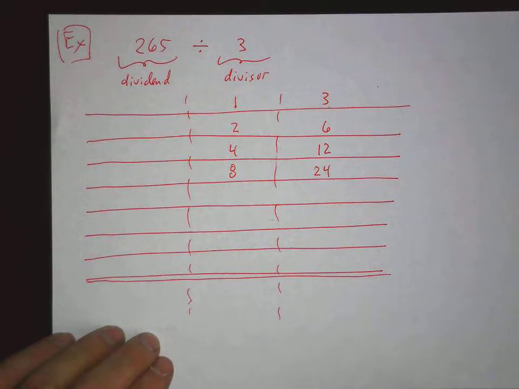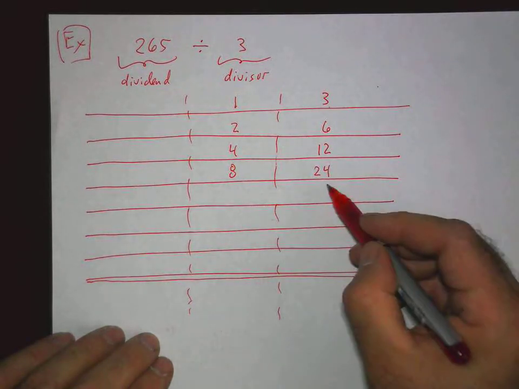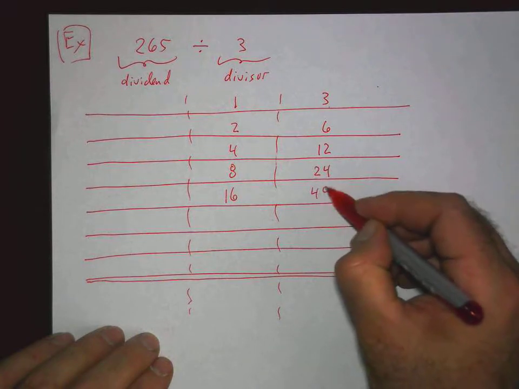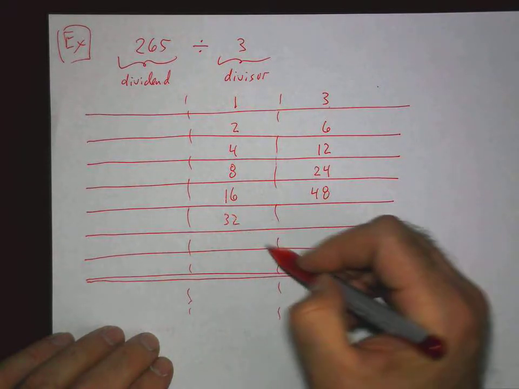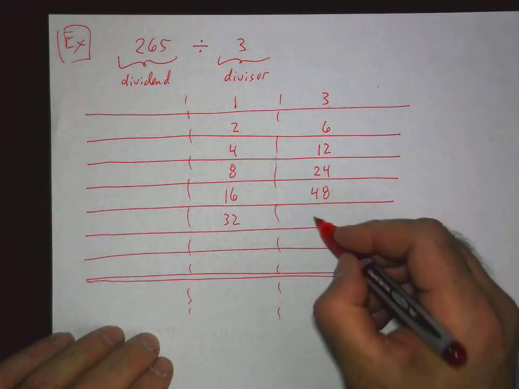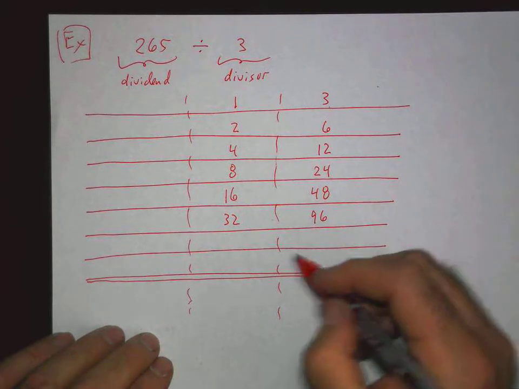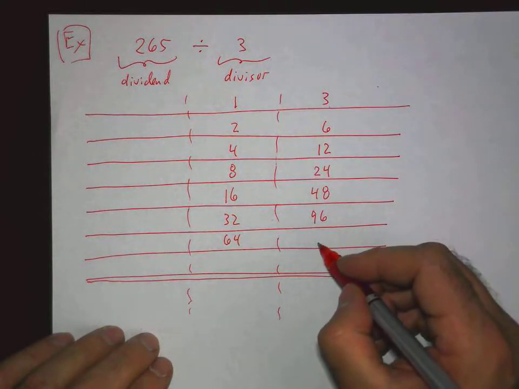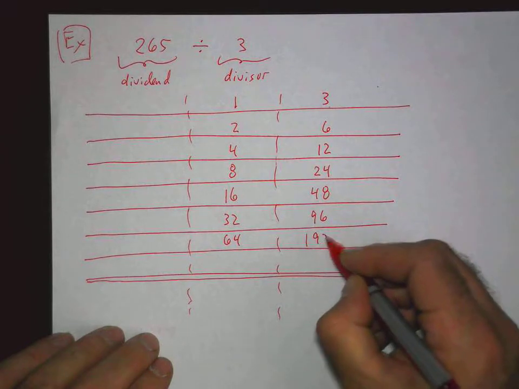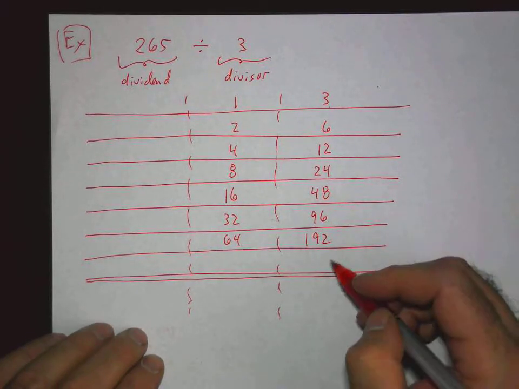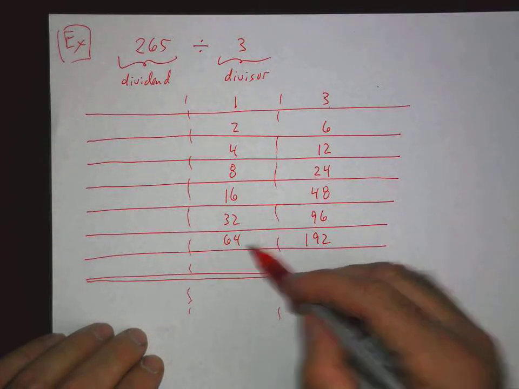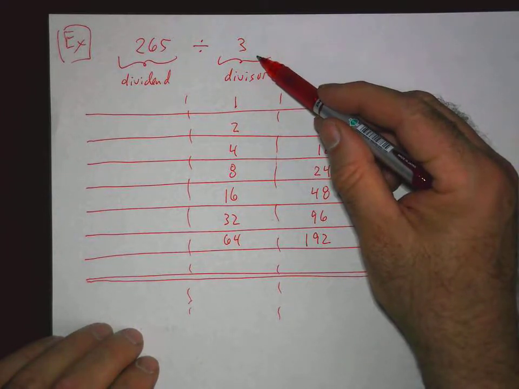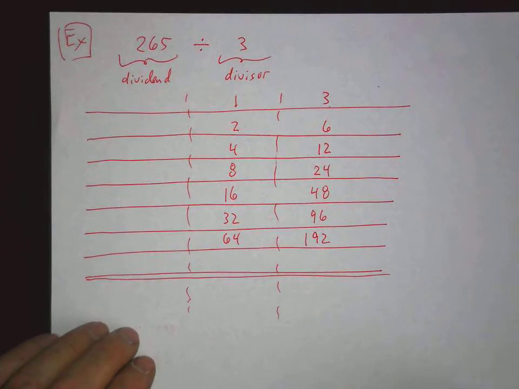And let's see, how far am I going to go here? I think I'm safe. 2 to the fourth, 16, times my divisor 3 is 48. 2 to the fifth, 32, times my divisor is 96. 2 to the sixth, 64, times my divisor 3 is 192, I hope. And now 2 to the seventh, which is 128, times my divisor 3. 128 times 3, I don't know what it is, but it's certainly larger than my dividend, 265. So now I stop.